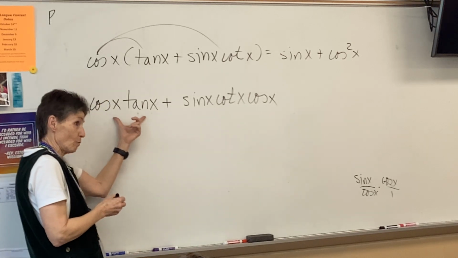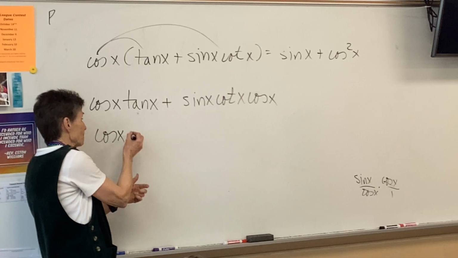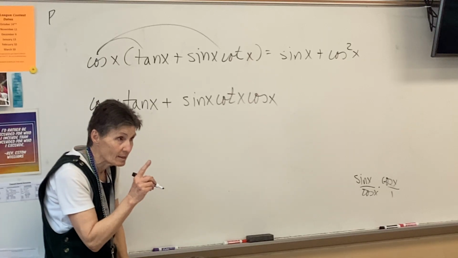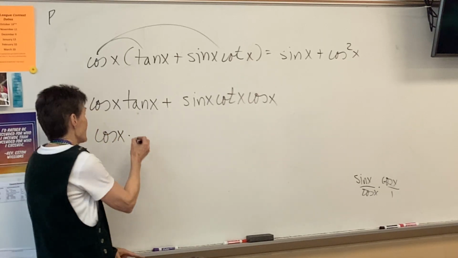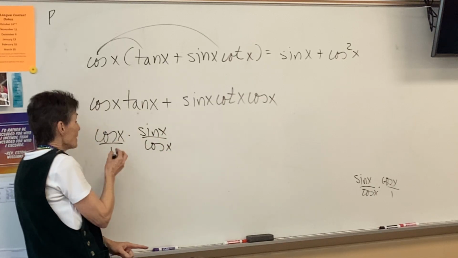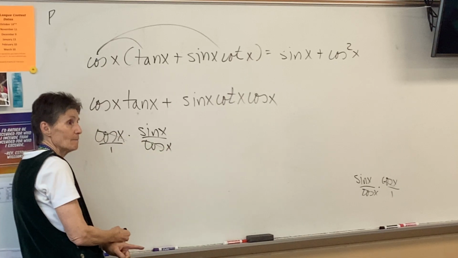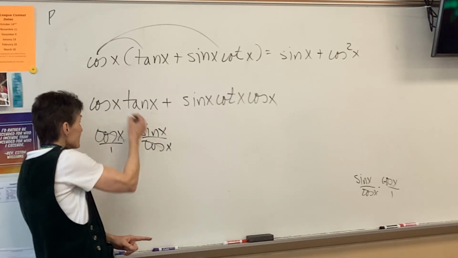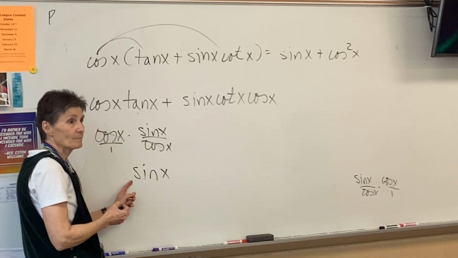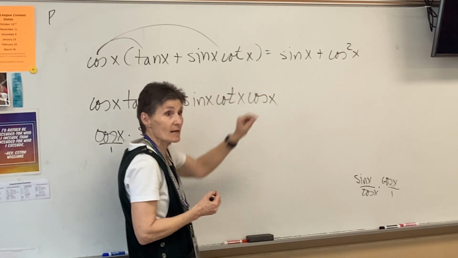Now, I want you to look right here. Cosine is cosine. But tangent is what? Sine over cosine. So what happens, boys and girls, this is like cosine over 1. What happens when you multiply these two together? Don't those cancel? And so this just ends up equaling sine. Halfway there.